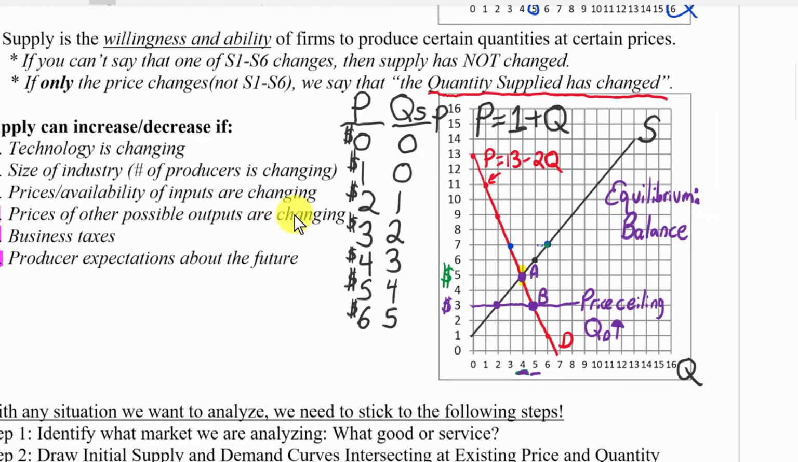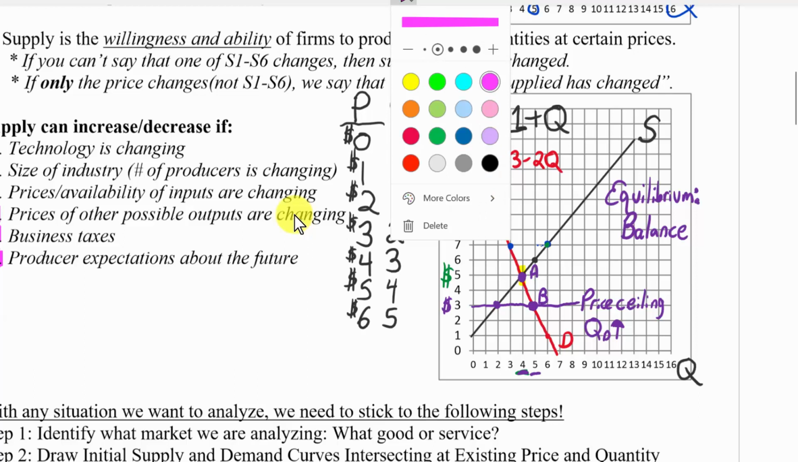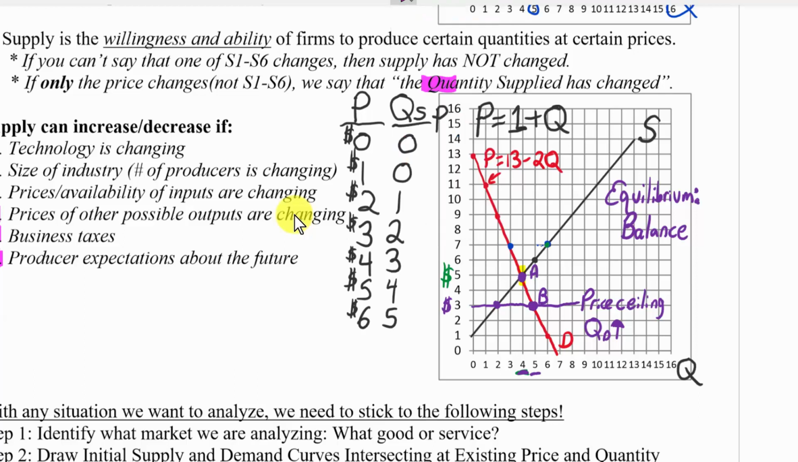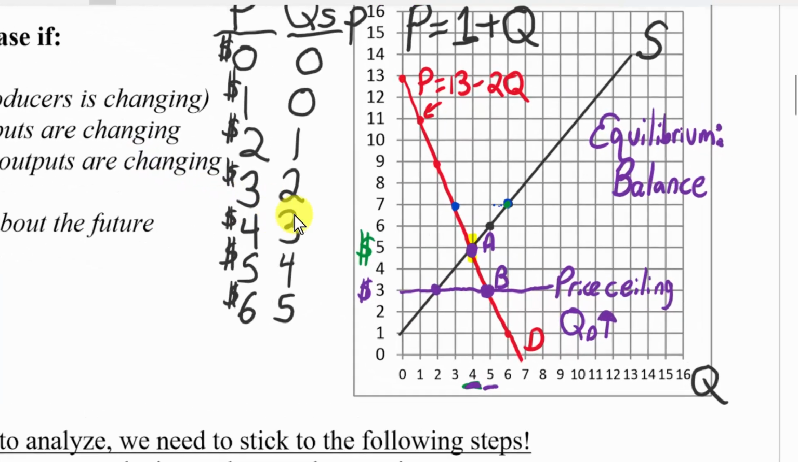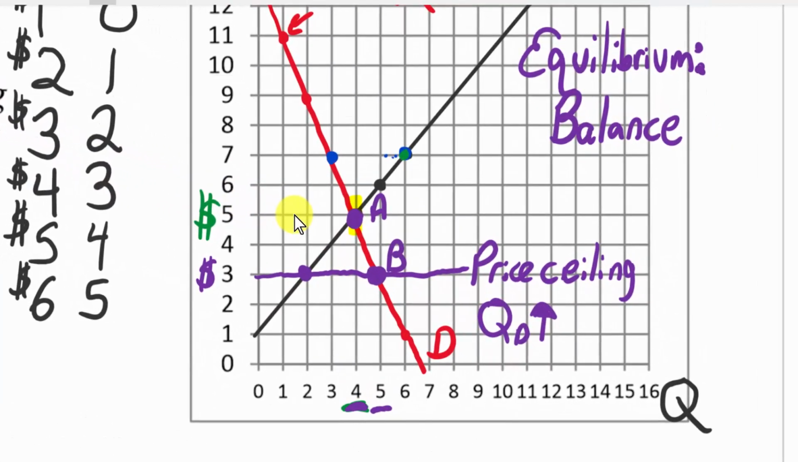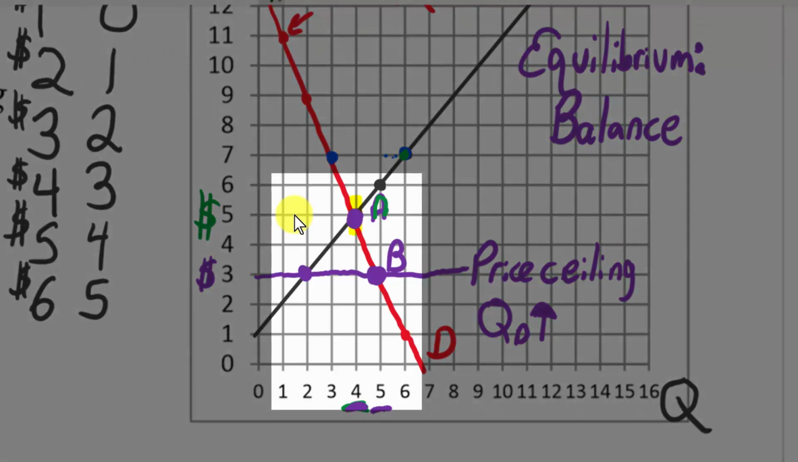So, instead of saying supply changes, we're not shifting that supply curve. We say that the quantity supplied has changed, okay? Nothing about the willingness and ability of firms to produce has changed. It's just the price they're allowed to charge has changed. So, the government's forcing us to move from this point A to point C, where now we're only willing to sell 2 units.